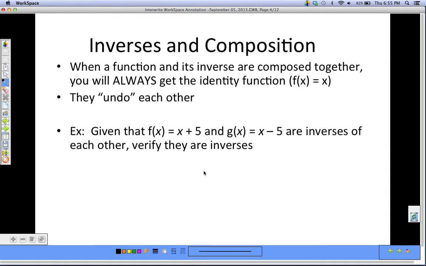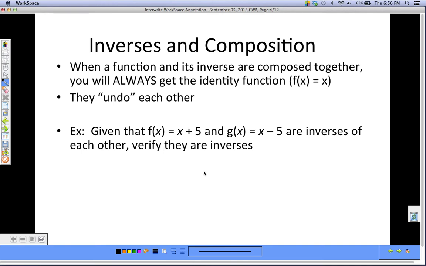Inverse and compositions. One way that we can tell that two functions are inverses is if we use compositions. We talked about that last time. So a composition is when you take one function and you plug it in to another function. So in the case of inverses, if we plug an inverse into its function, we should only get x left over. In other words, they're going to undo each other. So let's first start with an easier example and then we'll step it up a bit.